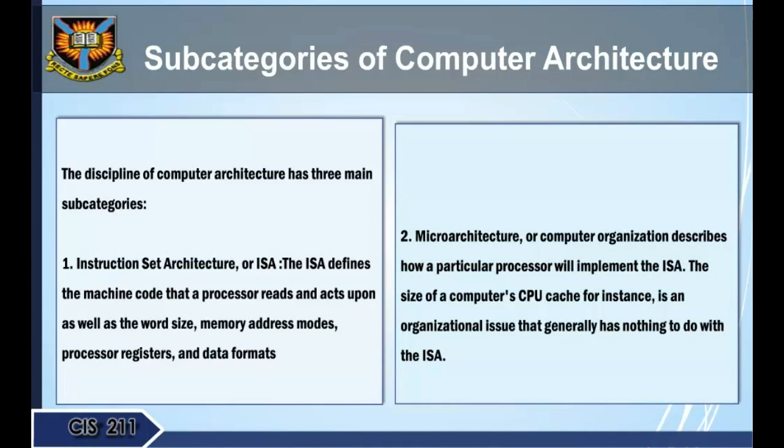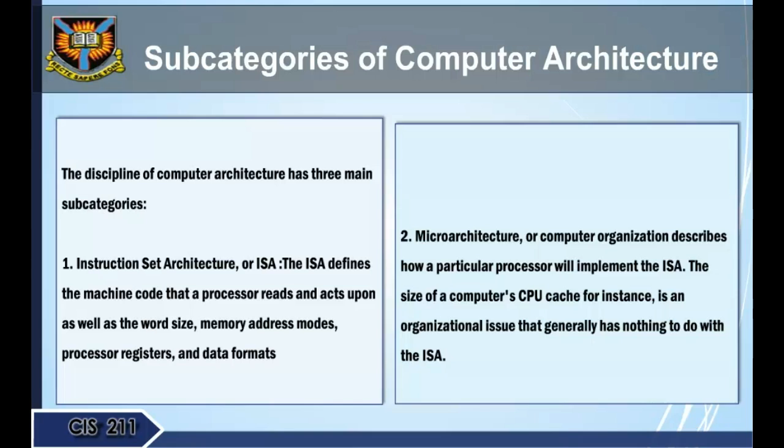Subcategories of computer architecture. The discipline of computer architecture has three main subcategories. 1. Instruction set architecture, or ISA. The ISA defines the machine code that a processor reads and acts upon, as well as the word size, memory address modes, processor registers, and data formats.